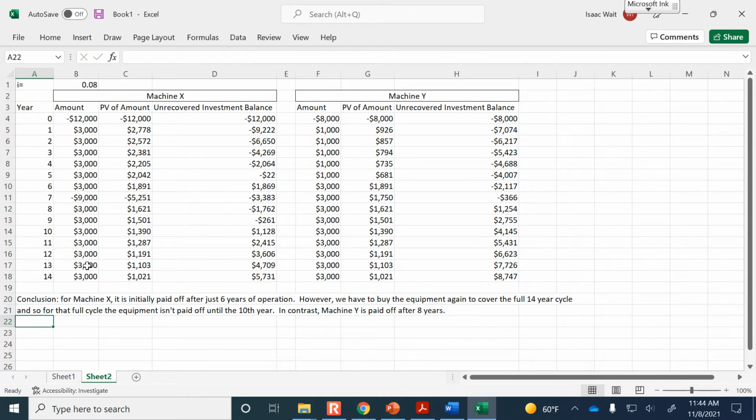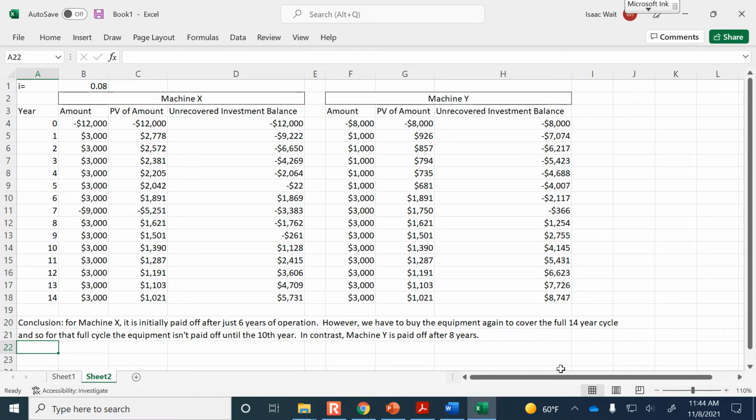All right, so if we do that kind of comprehensive analysis, that suggests that machine Y is the better option. Because when you look at the full time horizon of 14 years, then machine Y has the earlier break even, because here's our 10-year break even on machine X, but 8 years to break even on machine Y. Any questions about this first part?